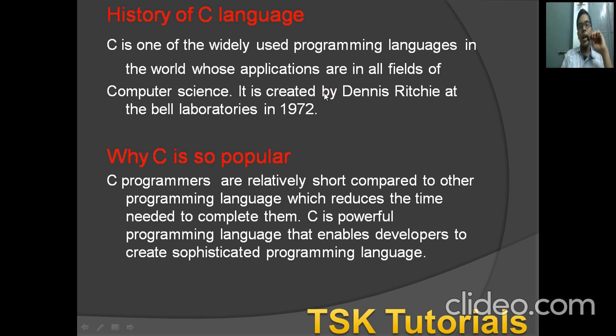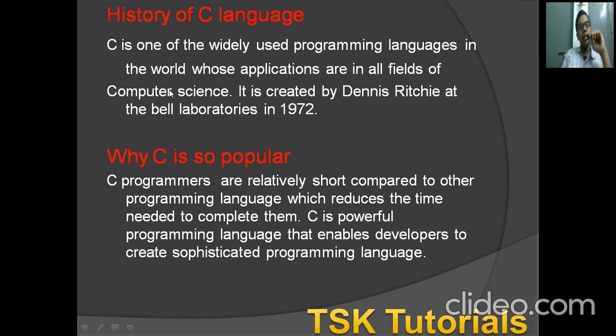It was created by Dennis Ritchie at Bell Laboratories in 1972. This is the origin of the C language. Why is C so popular?